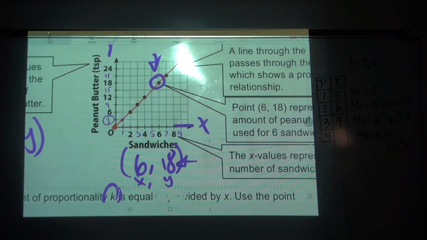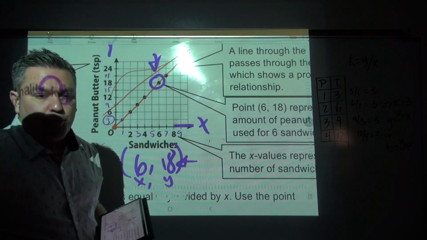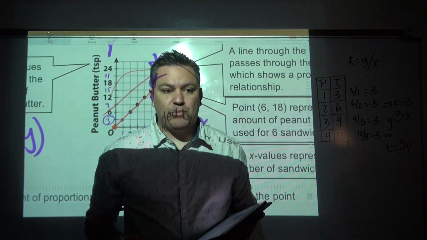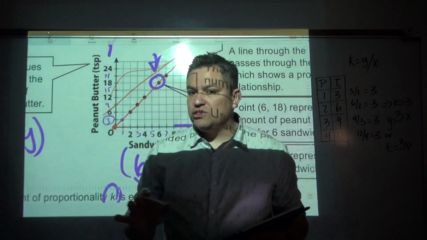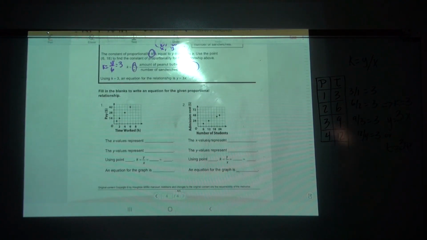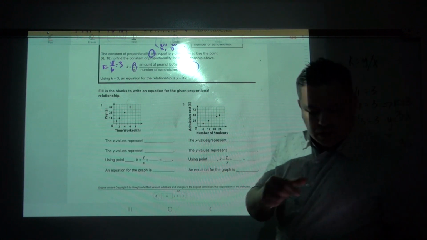Yes. If it's not in a straight line, it's not proportional. If it's a line like goes like that, it's not gonna be proportional. If it's a straight line, but it doesn't pass through the origin, it's not gonna be proportional. It has to go through the origin, otherwise it's not gonna be proportional. Any questions so far? No. Okay, let's move on to the examples right here. Let's go through the examples.